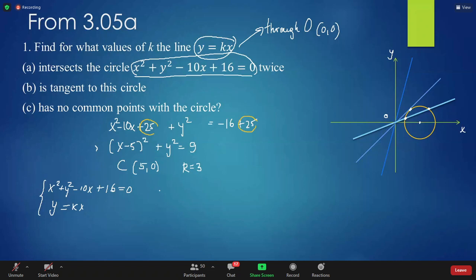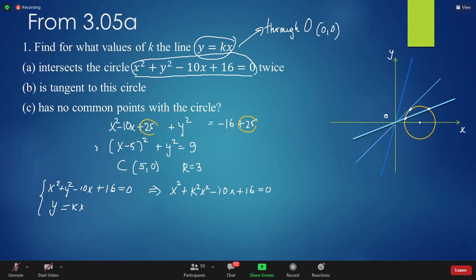Let's pretend we are finding the intersection points. That's the whole idea. We are thinking, okay, let's try to find those intersection points. And that would be x squared plus y squared, with y squared now k squared x squared, minus 10x plus 16 equals 0. It looks almost like a quadratic equation.